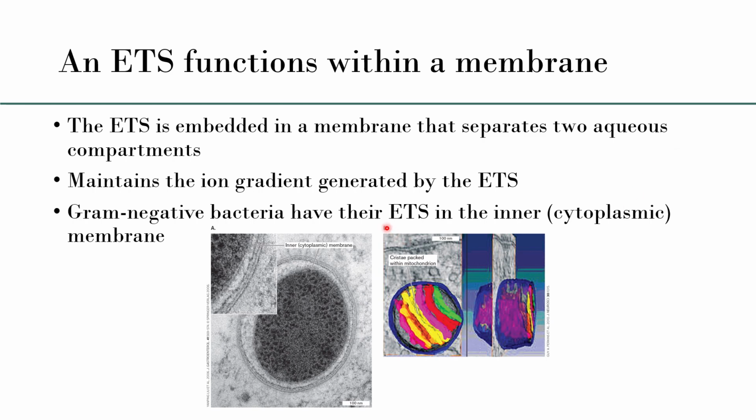Gram-negative bacteria, their electron transport system is in their inner membrane, the one that's close to the cytoplasm. And we can see that too when we look at mitochondria. It's not their outer membrane that this happens in, it's in the inner membrane. It's within those folds where all of this is going to occur. Now, eukaryotes do not have this in their external membranes. So a eukaryotic plasma membrane does not have an electron transport system. We rely on the electron transport systems of our mitochondria.